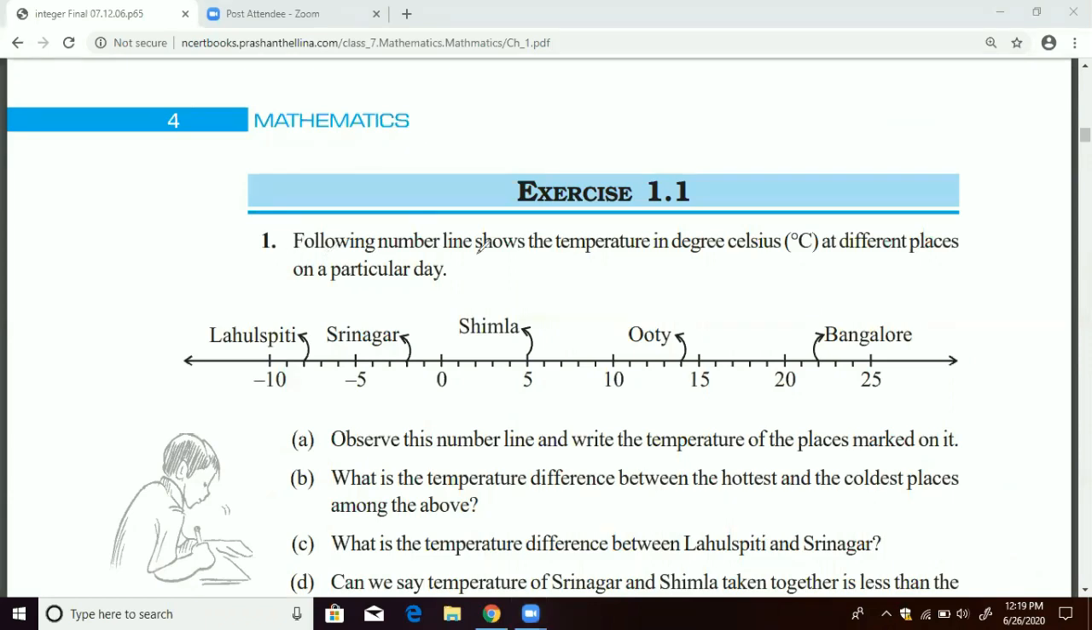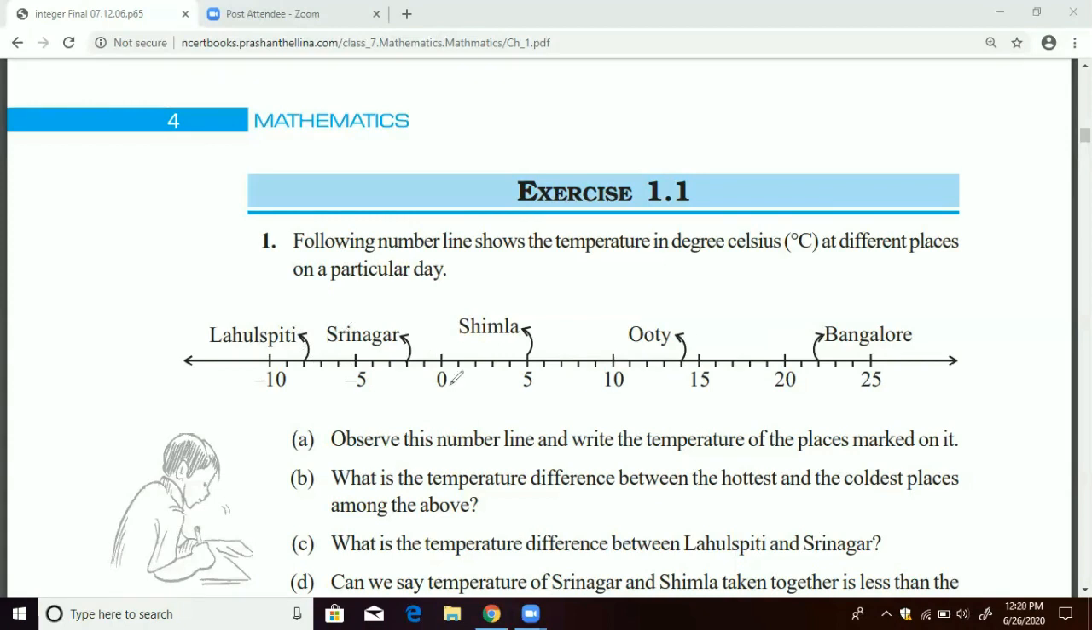The following number line shows the temperature in degrees Celsius at different places on a particular day. As given in this question, a few places are given: Lahaul Spiti, Srinagar, Shimla, Ooty, and Bangalore. And the temperature of each particular city is also marked on a number line. So the temperature is given on a scale, and the scale is like a number line.